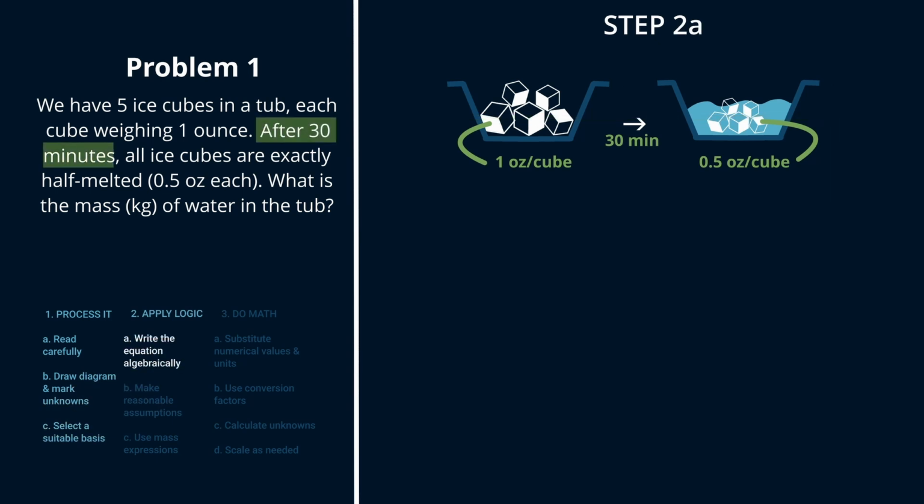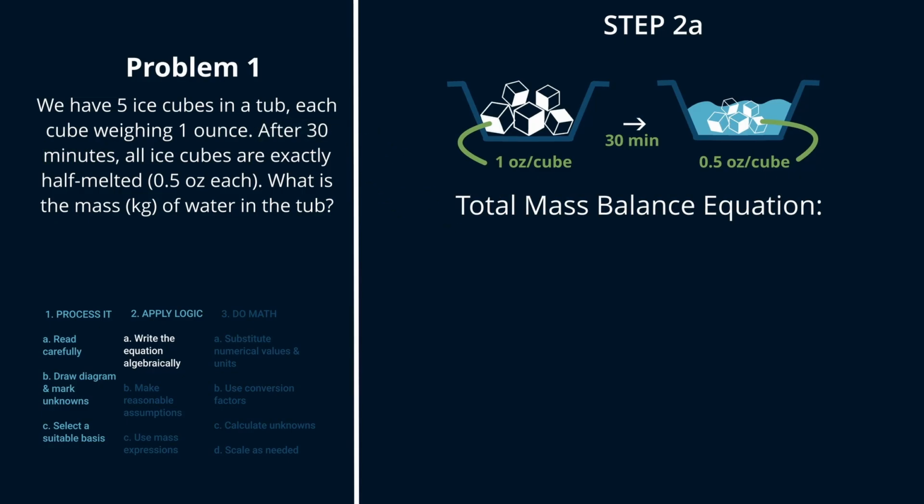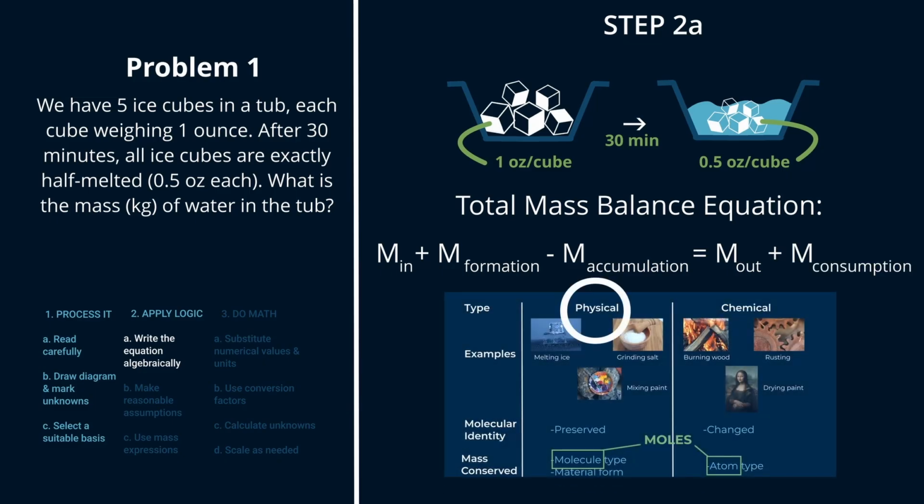Since we are concerned with the end result after 30 minutes and not how the result is reached during the 30 minutes, we will use the total mass balance equation instead of balancing the flow rate. Total mass entering the system plus total mass being formed in the system minus total mass accumulating in the system is equal to the total mass leaving the system plus total mass being consumed by the system. This is a physical transformation, so the molecules maintain their identity.